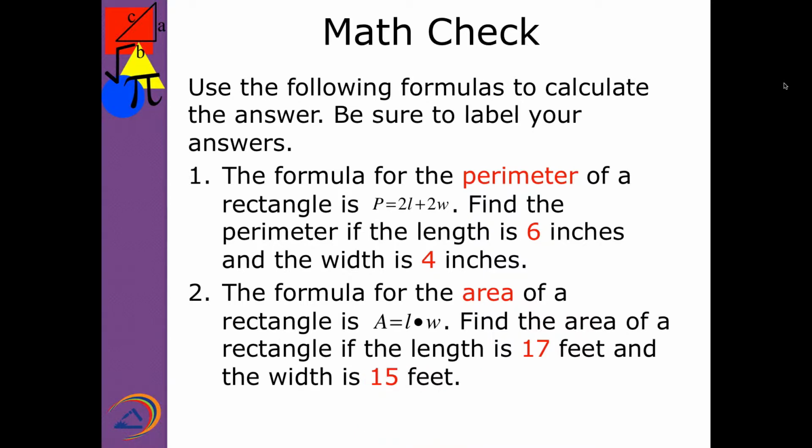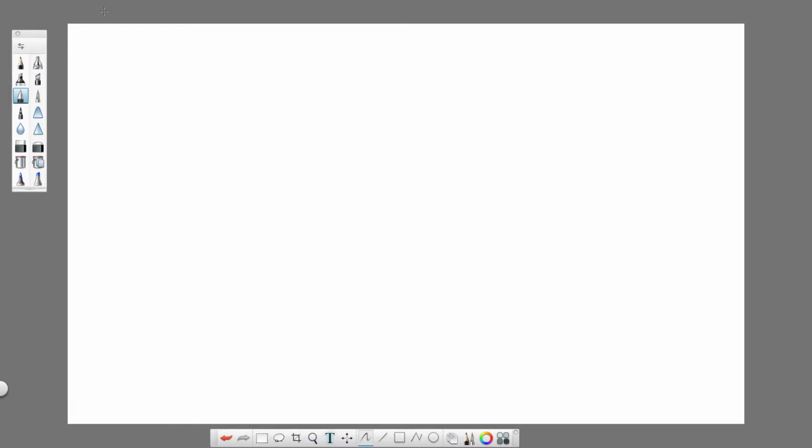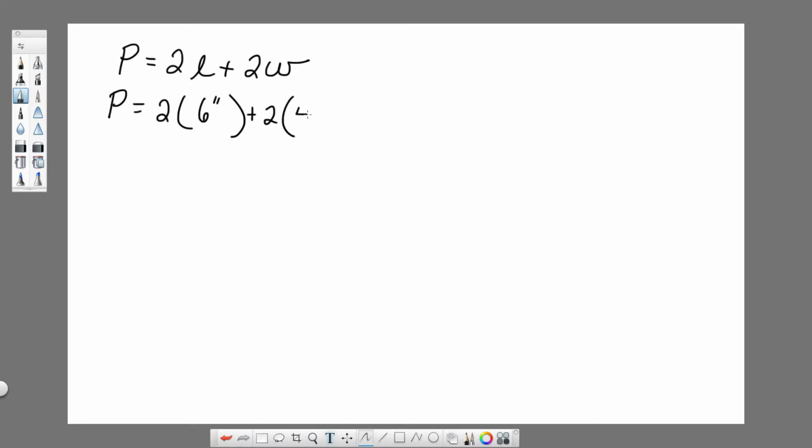Welcome back. Let's go to our slate, and we'll do the first problem. The first problem was the perimeter of a rectangle. Perimeter equals 2 times the length plus 2 times the width. So let's fill in what we know. I know from this problem that the length is 6 inches and the width is 4 inches.